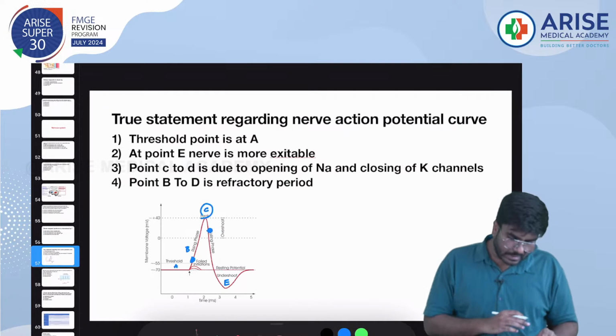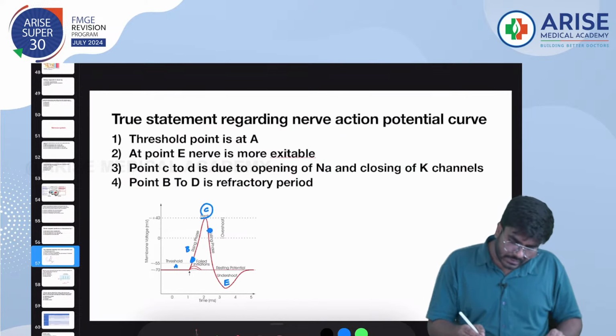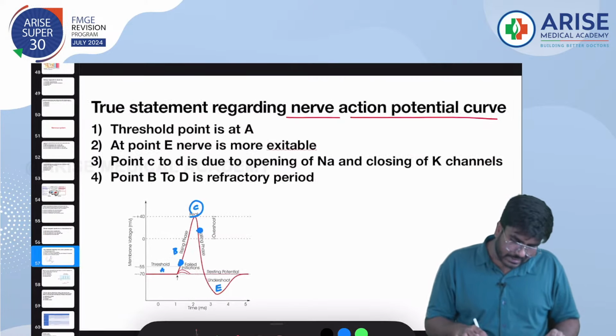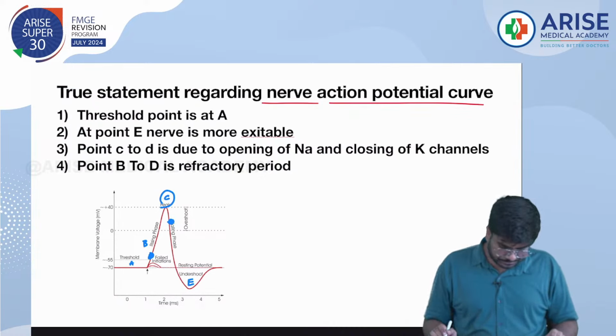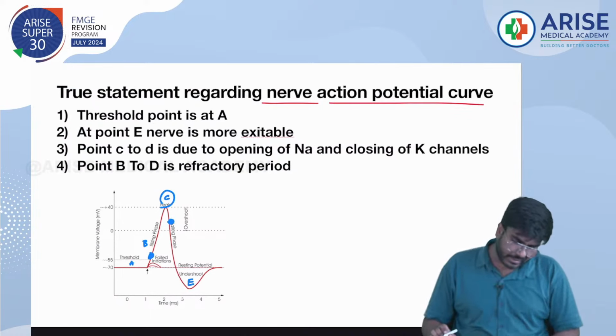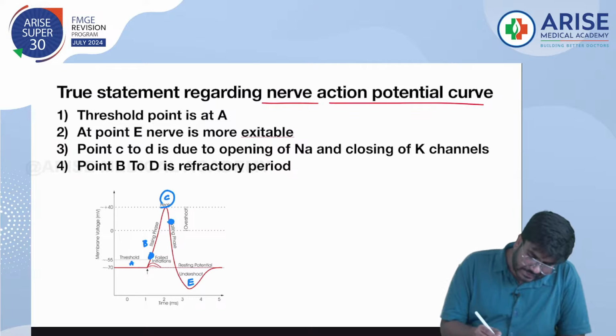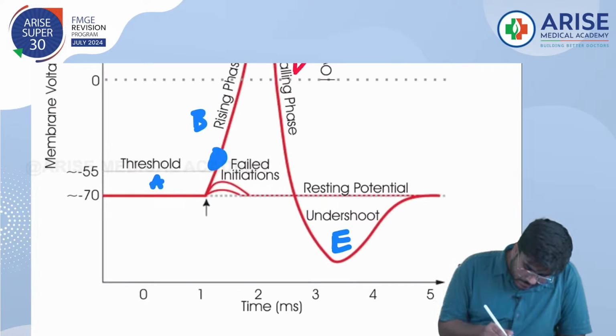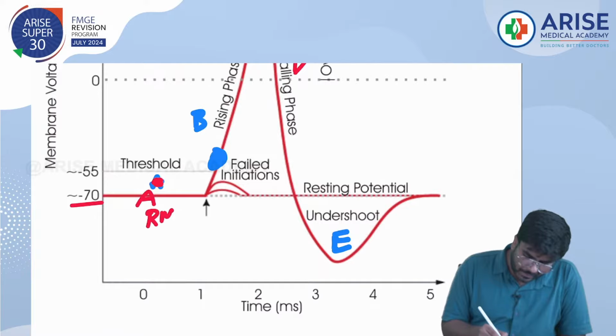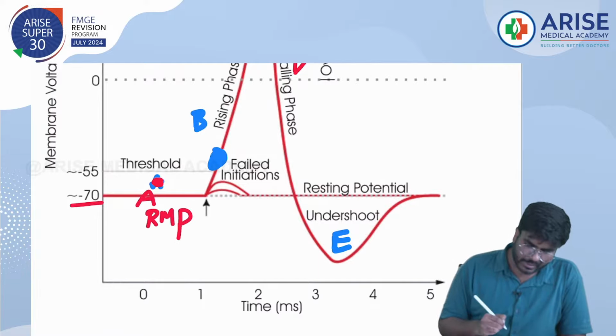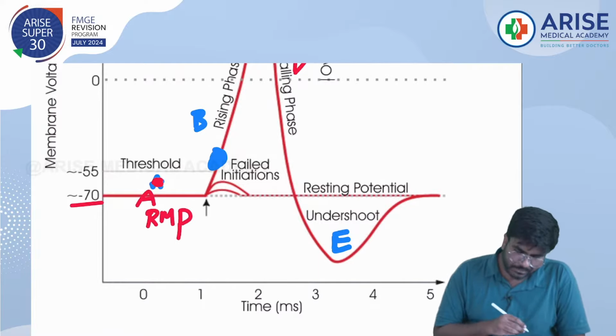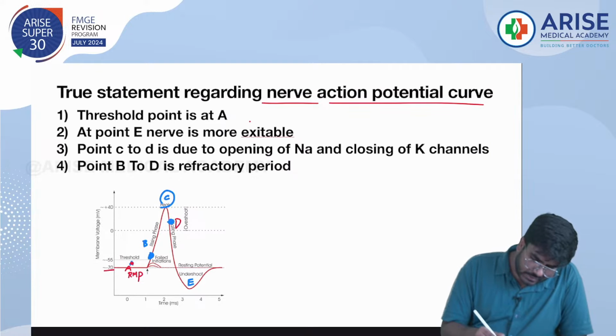Okay. Next, the true statement regarding the nerve action potential curve. What is the true statement? See, threshold point is at A. Okay, they are talking about threshold point being at A. See, this A here, let's say A is the resting membrane potential. So this is not the correct statement.